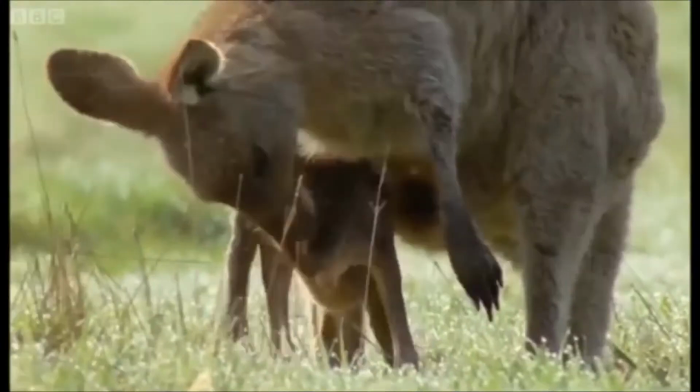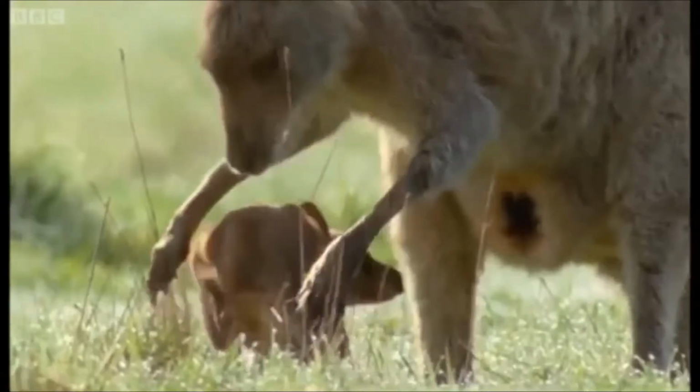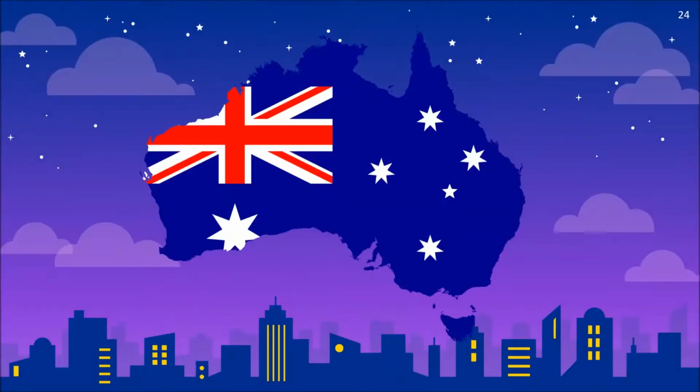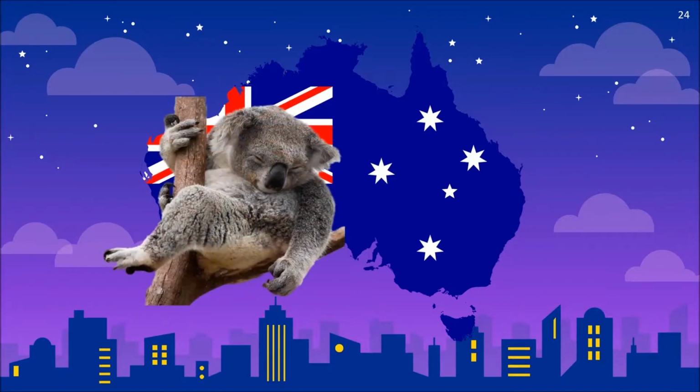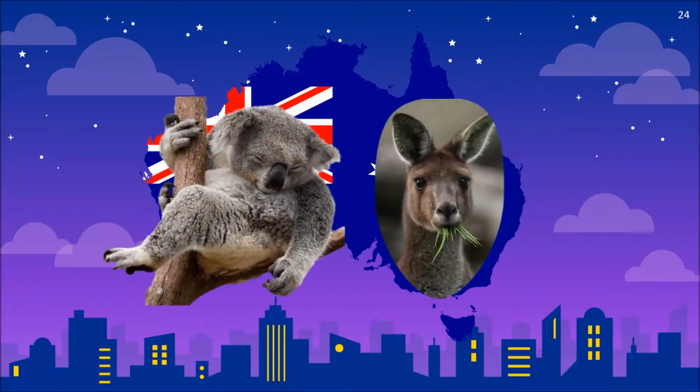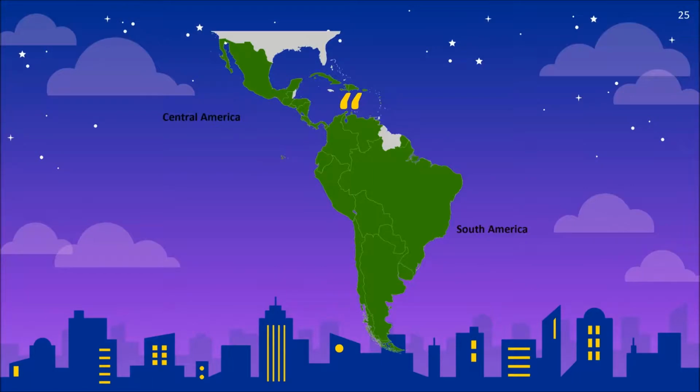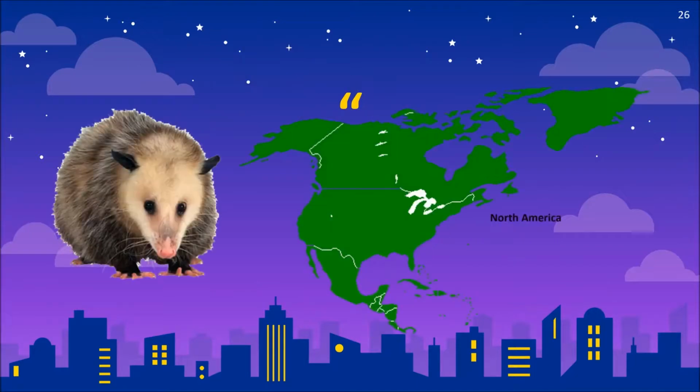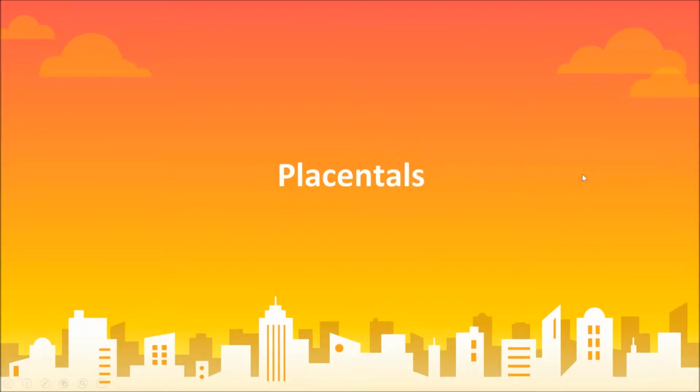Today, marsupial mammals are most abundant in Australia and New Guinea. For example, among herbivorous marsupials in Australia today, koalas are tree-climbing browsers and kangaroos are grazers. A significant number of marsupial species are also found in South and Central America. The opossum is the only North American marsupial.